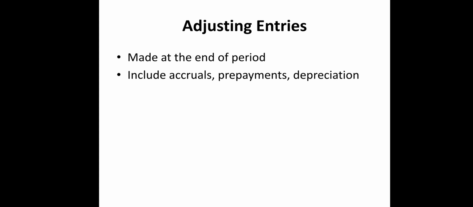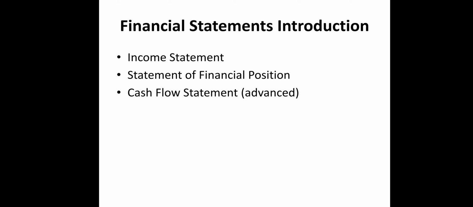Adjusting entries. Adjustments are made at the end of the period to reflect reality: accrued income or expenses, prepaid rent or insurance, depreciation of equipment. These ensure accurate, up-to-date reporting.